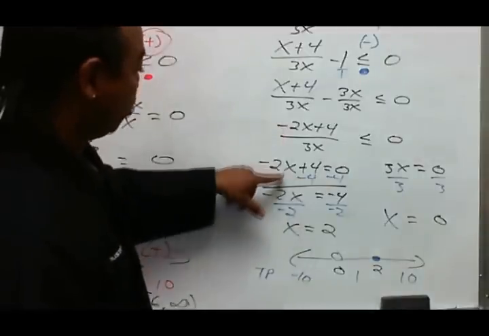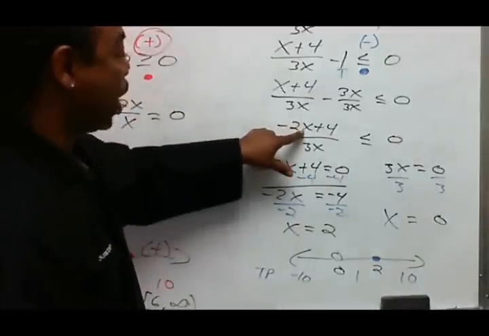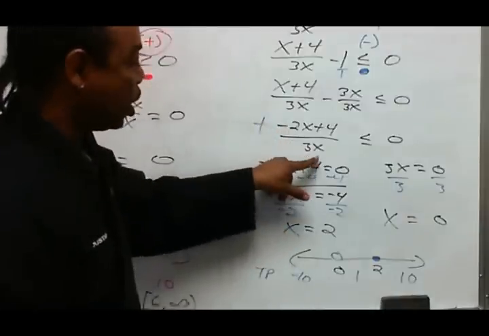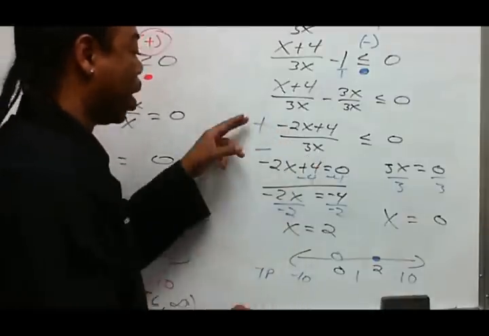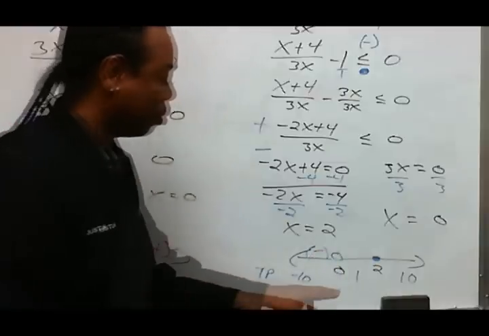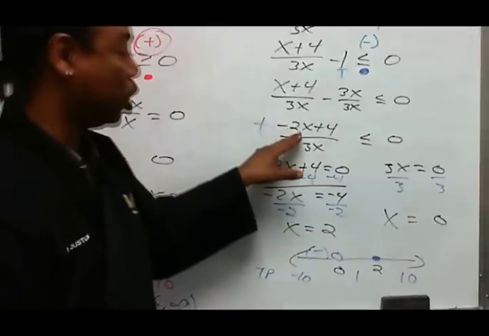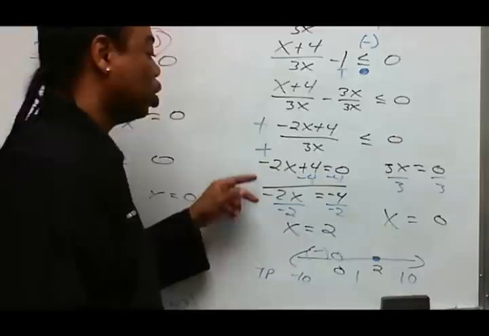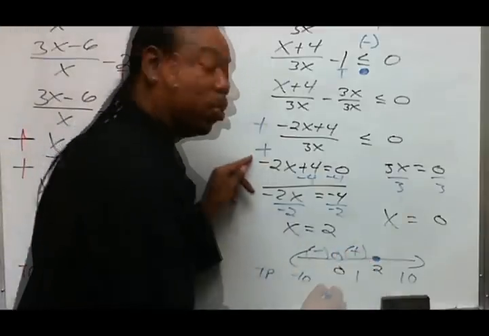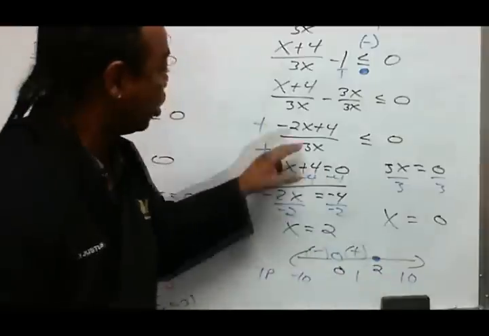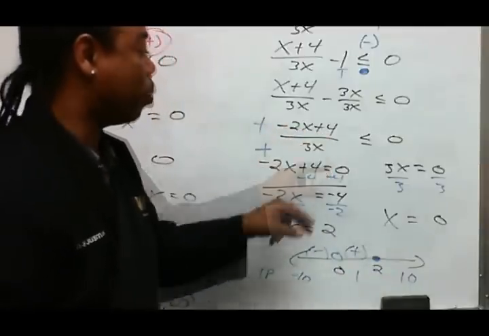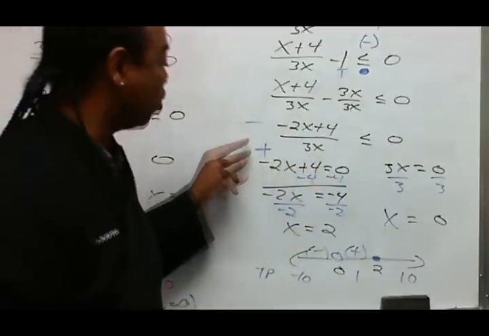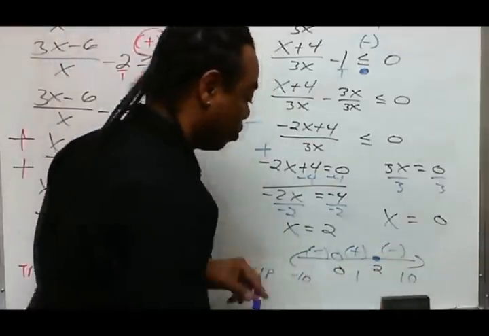Using negative 10, let's put it in this one right here. A negative 2 and a negative 10 is positive 20 and a positive 4 is positive. A 3 times a negative 10 is negative, so we have a positive over a negative, which is negative. A 1 here will be negative 2 times 1, which is negative 2, and a positive 4, that's positive. And 3 times a positive 1 is positive. So positive divided by positive will be positive. The 10, negative 2 times 10 is negative 20, together with a positive 4 will become negative. 3 times a positive 10 is positive, so negative divided by positive is negative.